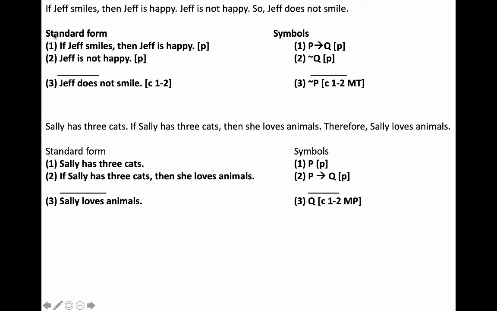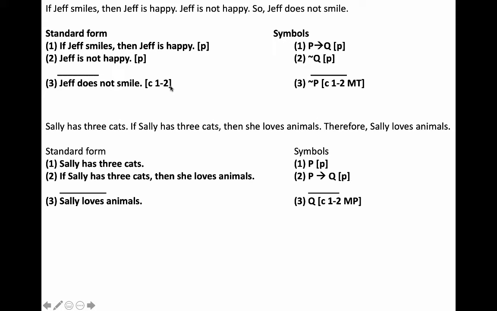Here's what's called standard form. That's where you number your premises and your conclusion. You identify them as premise if they're premise and conclusion if they're conclusion, and you say where the conclusion came from for each conclusion. But you don't use symbols to represent the propositions. So you just say number one, if Jeff smiles, then Jeff is happy, premise. Number two, Jeff is not happy, premise. Conclusion number three, Jeff does not smile, conclusion from 1 and 2.